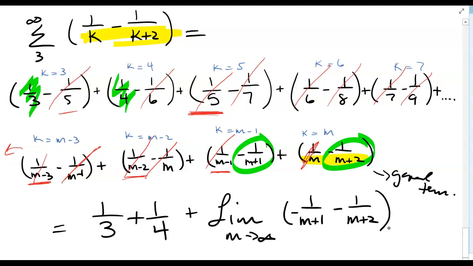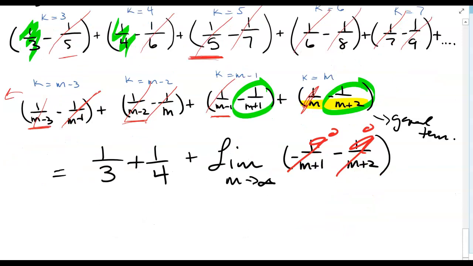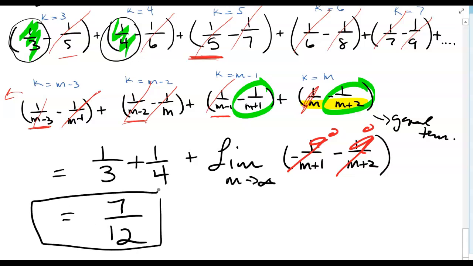Well, here's what's kind of nice. Okay, you know your limits. You plug in infinity, 1 over infinity, well, that's just going to go to 0. And that's just going to go to 0. So all you have left were those first two terms that didn't end up canceling. 1/3 plus 1/4, that's 4/12 plus 3/12, and it's 7/12.